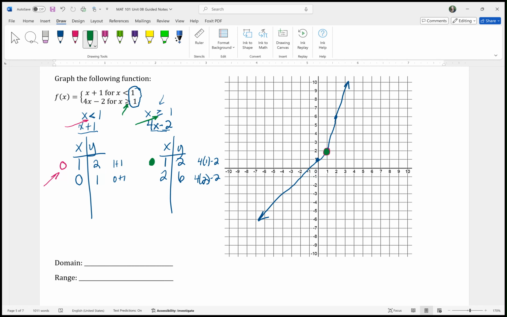That said, domain, I talked about this in the previous problem. This goes all the way from negative infinity to positive infinity. So that's going to be my domain because it encompasses the entire x-axis here. Range, though, this is an arrow pointing down and this is an arrow pointing up. So this is going negative infinity to positive infinity. So this one actually happens to be the entire range, the entire y-axis.